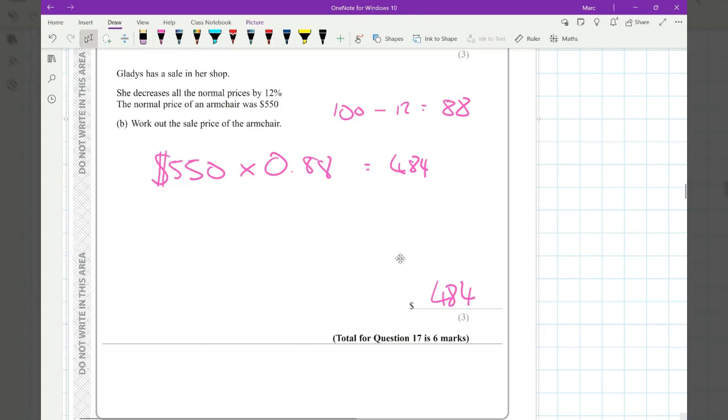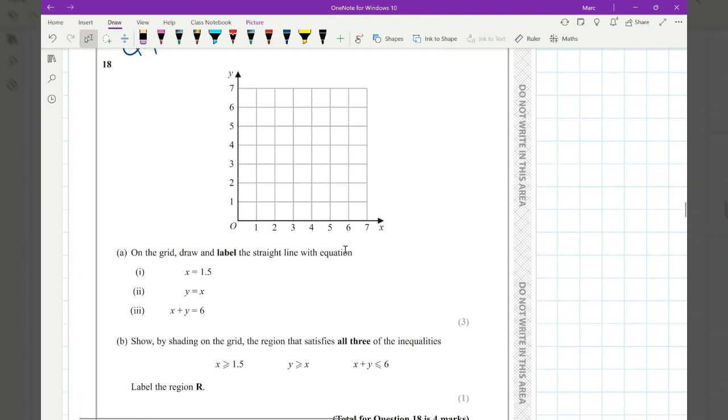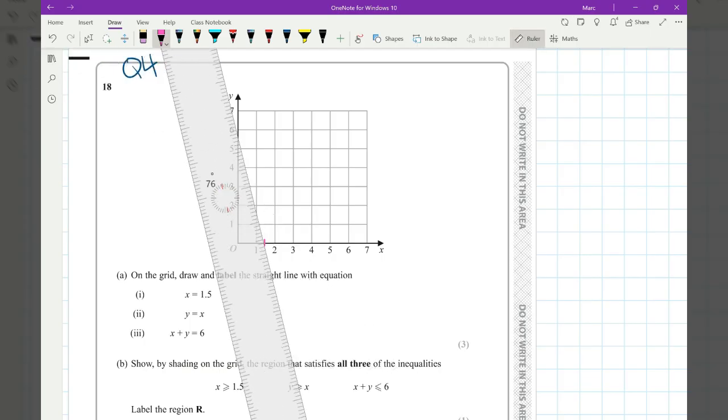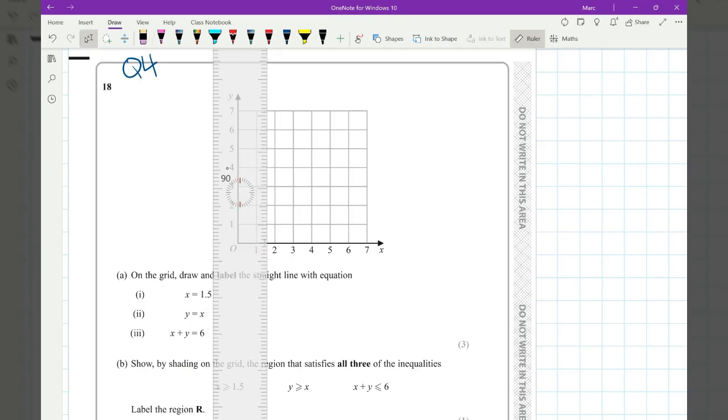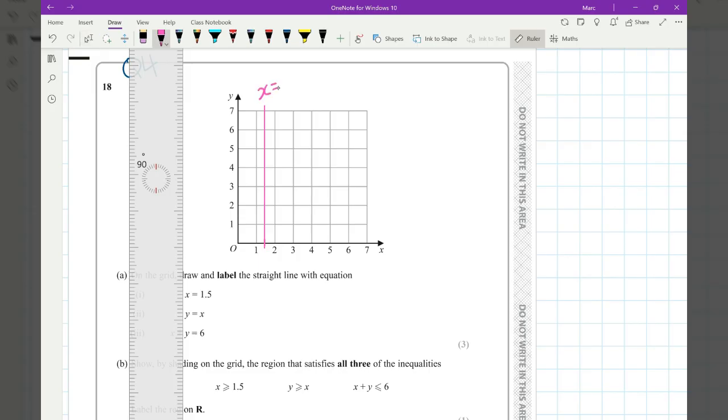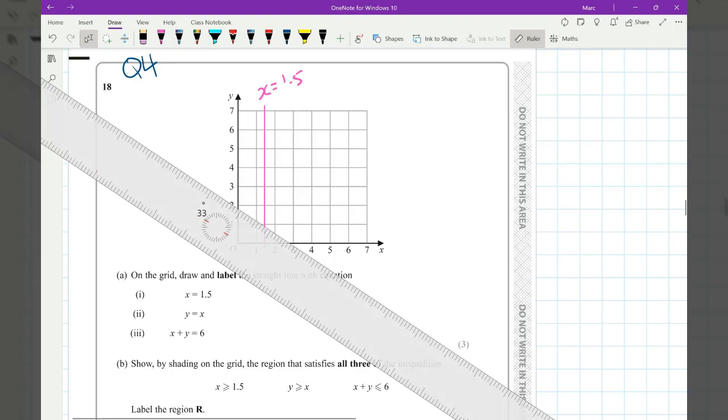Okay, scroll down, next one. Flying through it in this one. Question 4. On the grid, draw and label the straight lines with the equation. So x equals 1.5 is going to be where the graph cuts 1.5. So I'm going to use a ruler. Must use your rulers, get it to 90 degrees, put it there, all the way through. And that one is x equals 1.5 because it cuts the x-axis at 1.5.